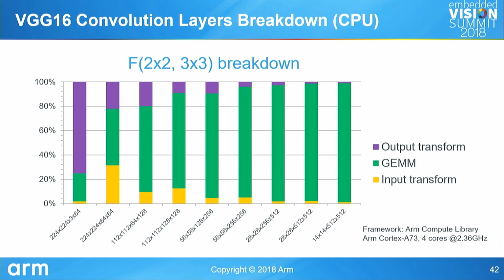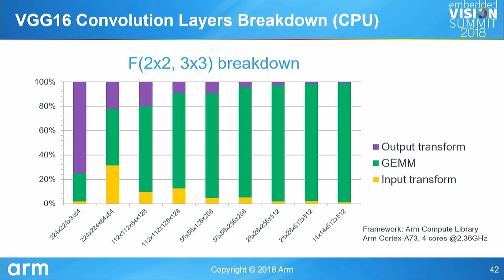So let's analyze the performance of Winograd. But let's start by analyzing the breakdown, okay? This graph reports the time spent by the input transform, by GEMM, and by the output transform. And we can see an interesting thing. This graph is for VGG16. The reason why I reported VGG16 is because VGG16 has only 3x3 kernels. So it's a good network to explain the overall benefit introduced by Winograd.